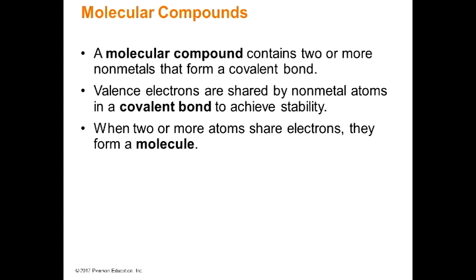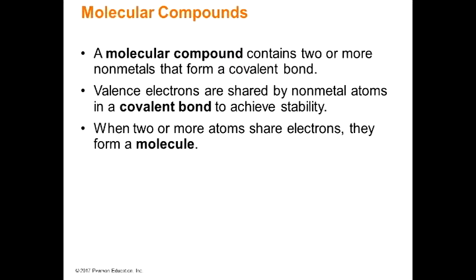Molecular compounds contain 2 or more nonmetals that form a covalent bond. How do you know the nonmetals? You looked on the periodic table, right? And nonmetals are groups 14, 15, 16, 17, and 18. So you know they're nonmetals. So when you put 2 nonmetals together, they're going to be covalent.